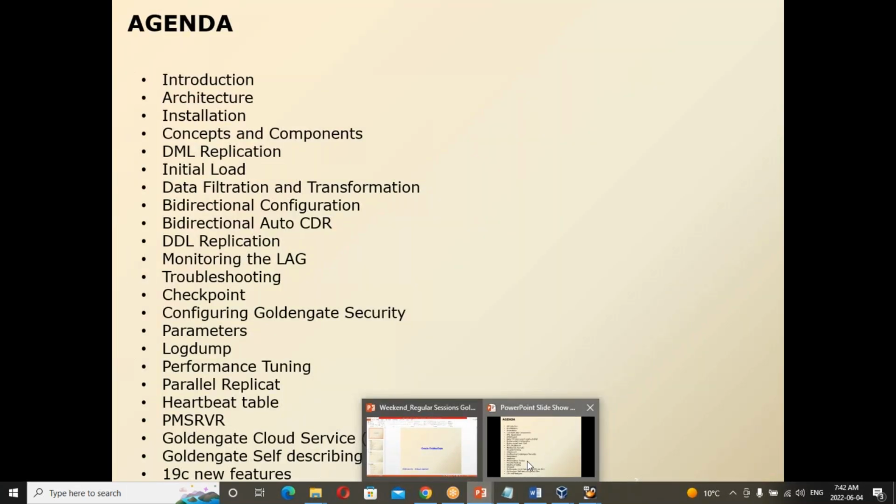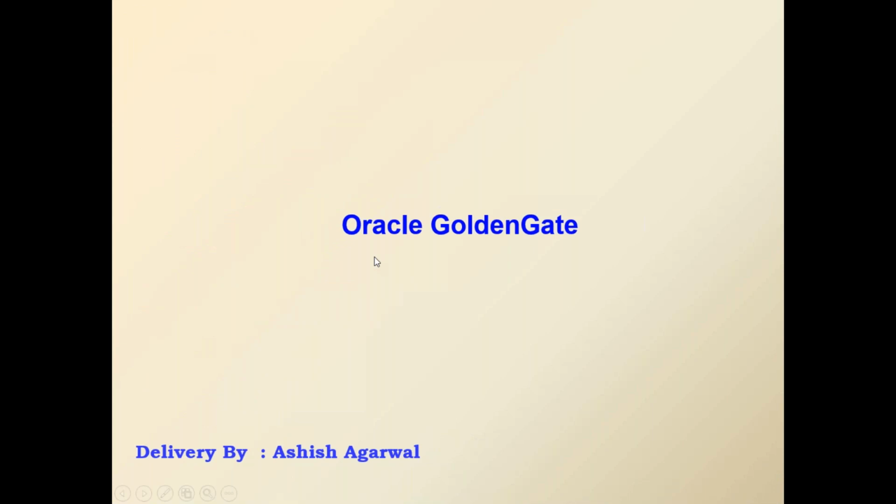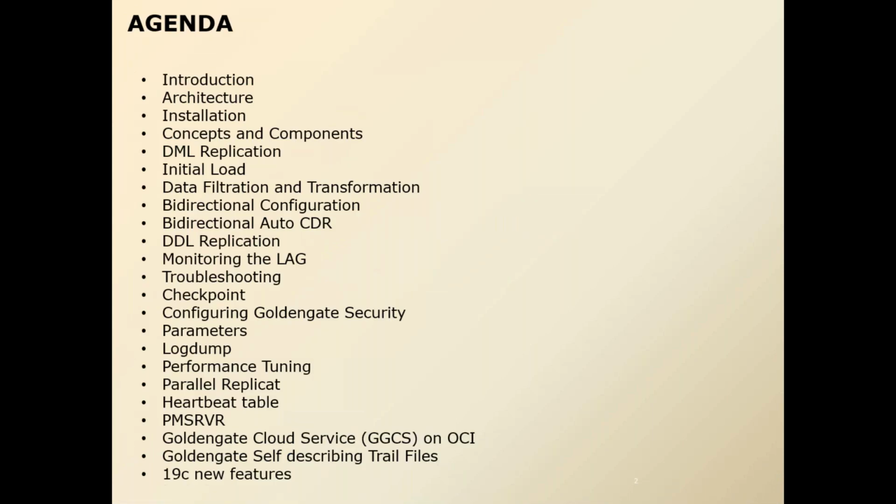This is the 7-week learning Golden Gate classic architecture training. The agenda of this training includes much more than what we have over here, but this includes at least this. Along with that, a lot of things which we are going to discuss in detail. So: introduction to Golden Gate, architecture of Oracle Golden Gate, how to install, what are the things to consider, how to design Golden Gate in your environment, what are the different concepts and components available with Golden Gate, how to perform DML replication in Golden Gate, what is initial load and how to do Golden Gate initial load.